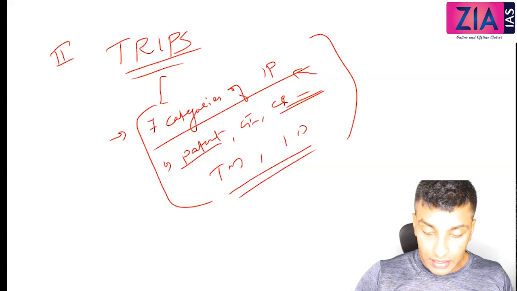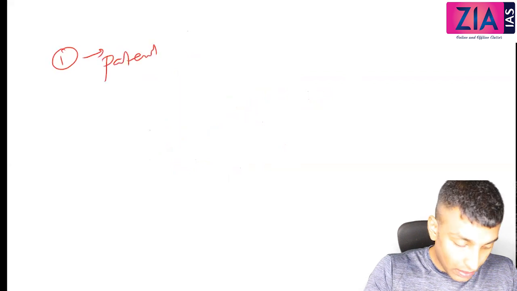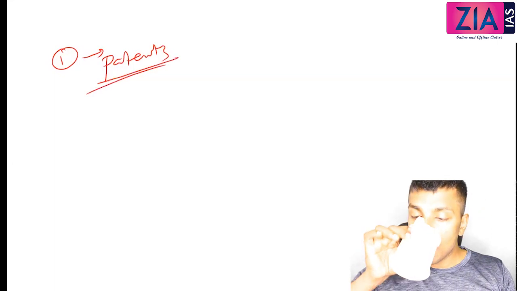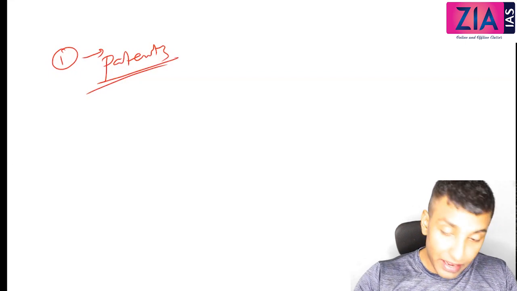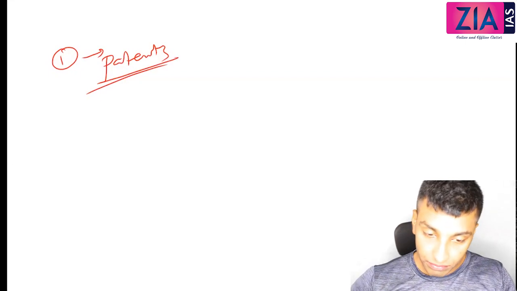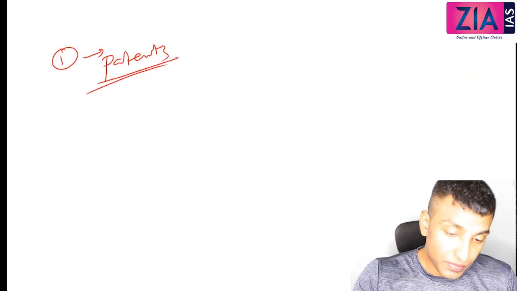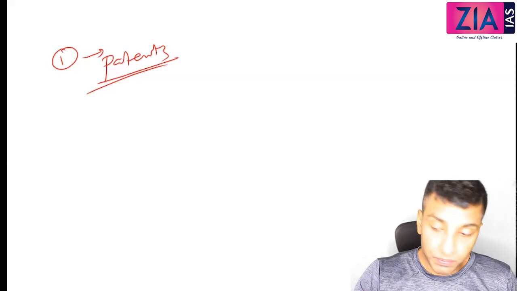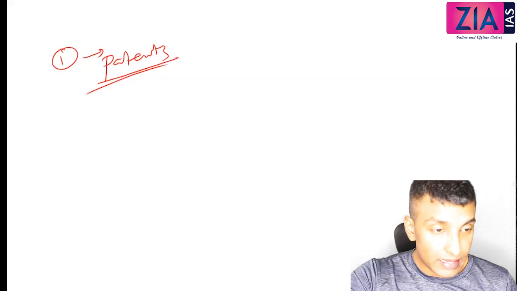So the first one, that is patent. Just write what is patent. These are legal rights provided to an inventor or developer of an intellectual property for its exclusive use.